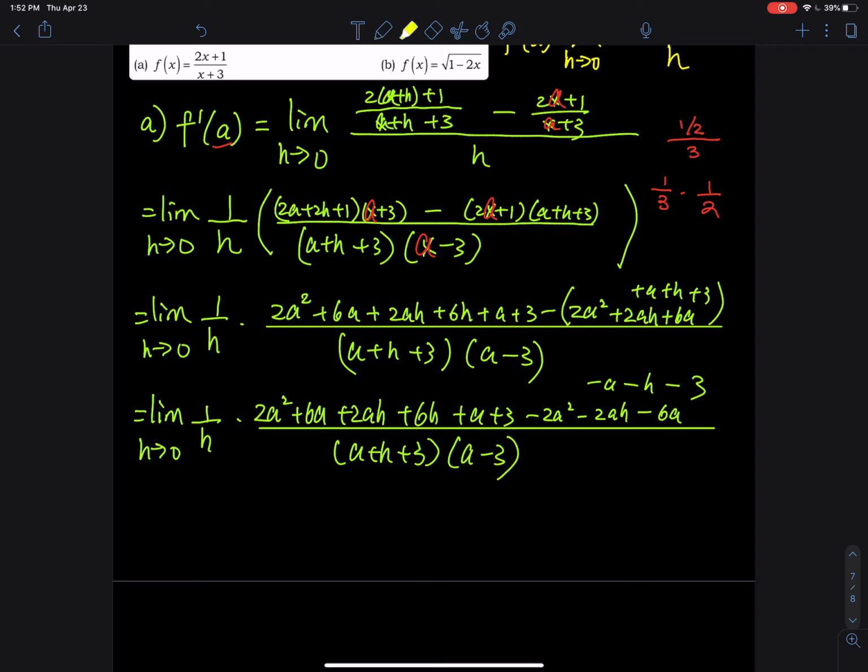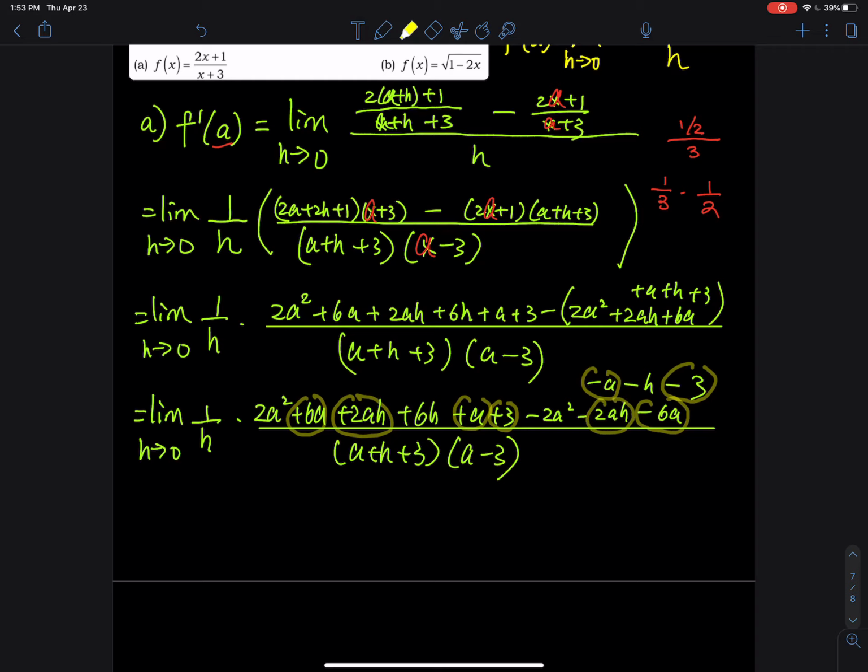And then we try to do some cancellation. I can see that the 3 and the minus 3 cancel. The a and the a, minus a and plus a, they cancel. The 6a and the minus 6a cancel. And then what about the 2ah? The 2ah and the minus 2ah cancel.